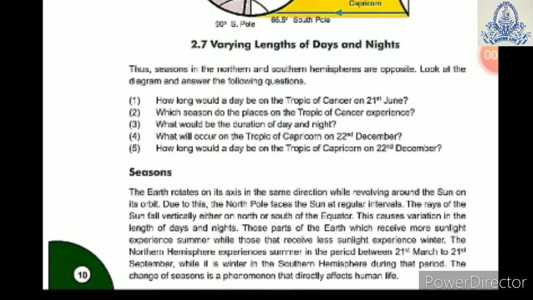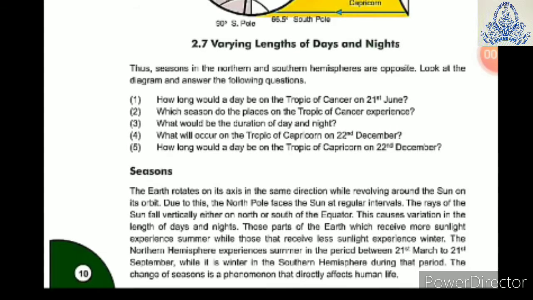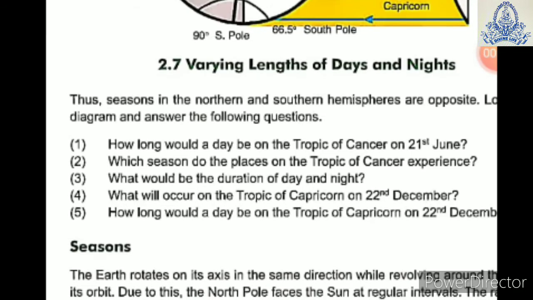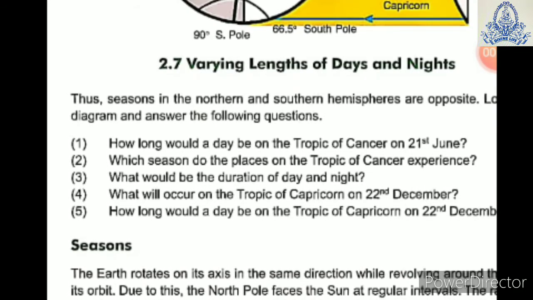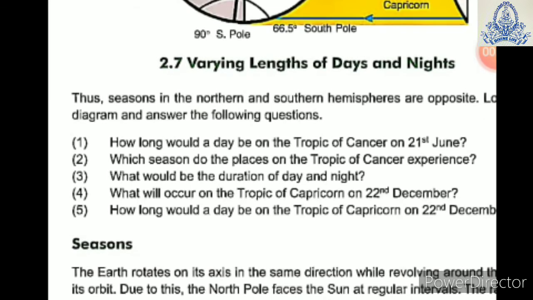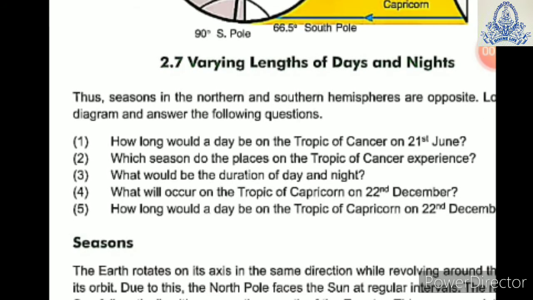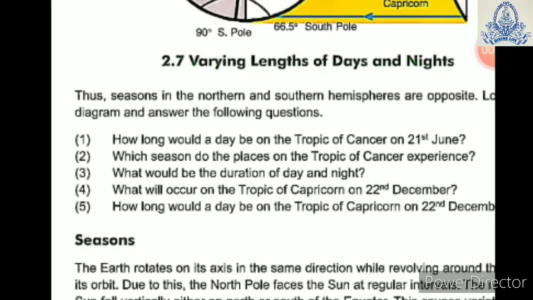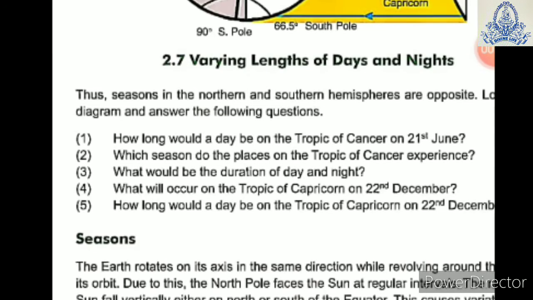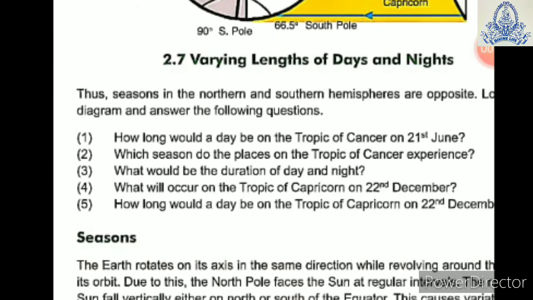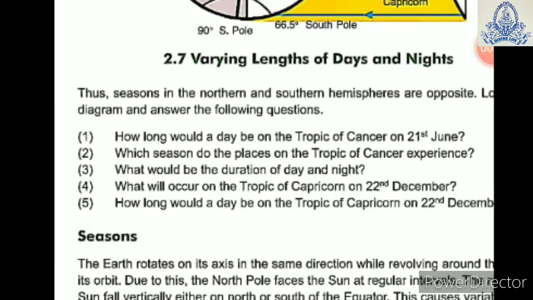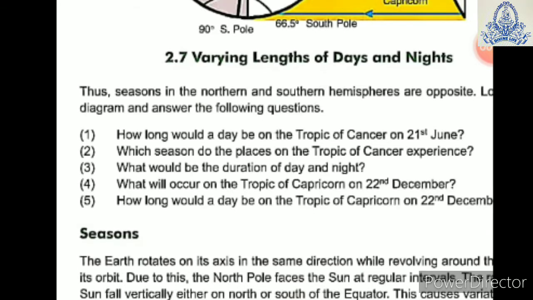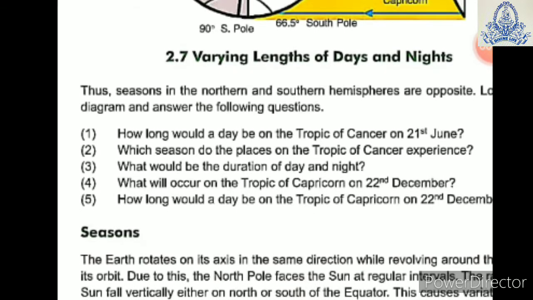Now the next point is, here you can see on this page some questions were asked. We already studied what the northern hemisphere and southern hemisphere are. Now the first question they are asking: how long would a day be on the Tropic of Cancer on 21st June? Either 21st June or 22nd June, depends. Here no one can say the hours how long it would be on 21st June. Why is it so?